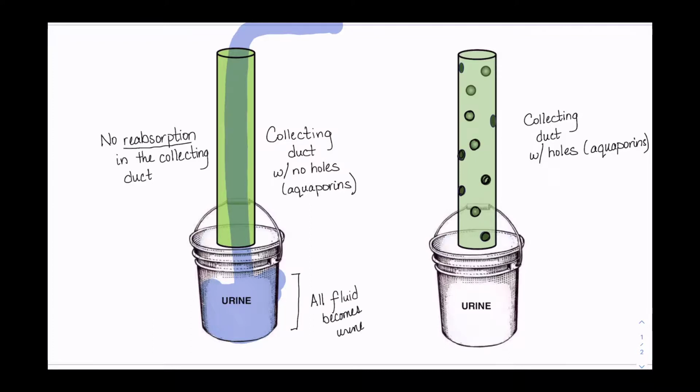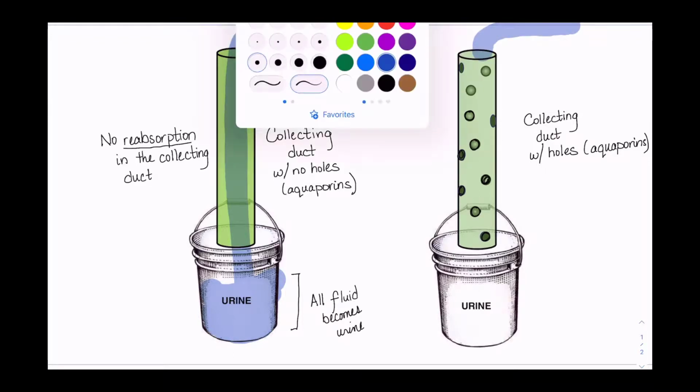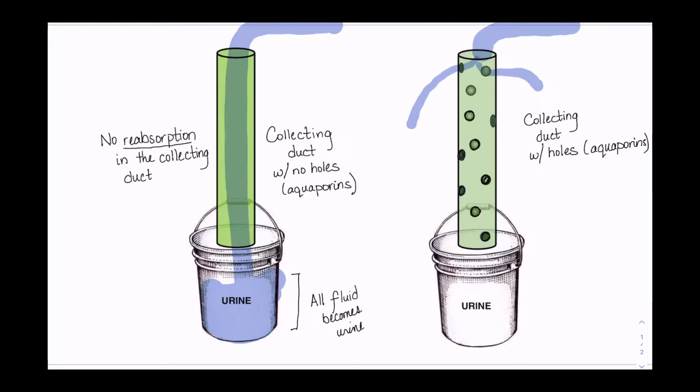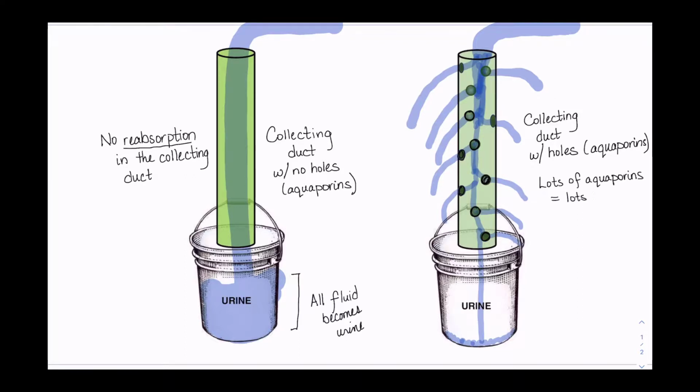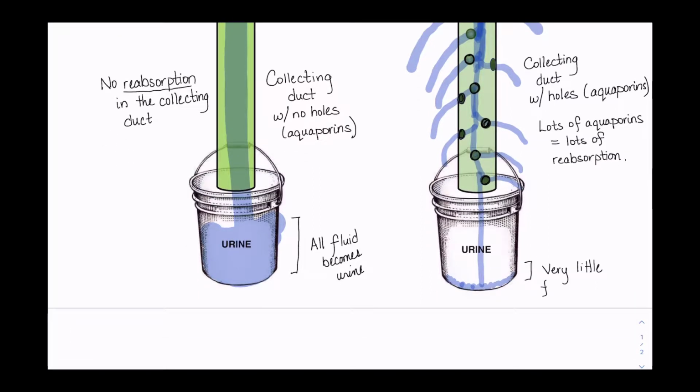But now let's consider the tube on the right, the one with all the holes in it. If I start pouring water down that, water is going to slip through the holes. In other words, some of the water is going to exit through the holes, and the amount of water that is left at the very end is going to be much less. So I'm going to collect a lot less urine in my bucket because I've done a lot more reabsorption. In the same way, by adding a lot of aquaporins into the collecting duct, you increase your reabsorption and decrease the urinary output, or the amount of urine at the very end.